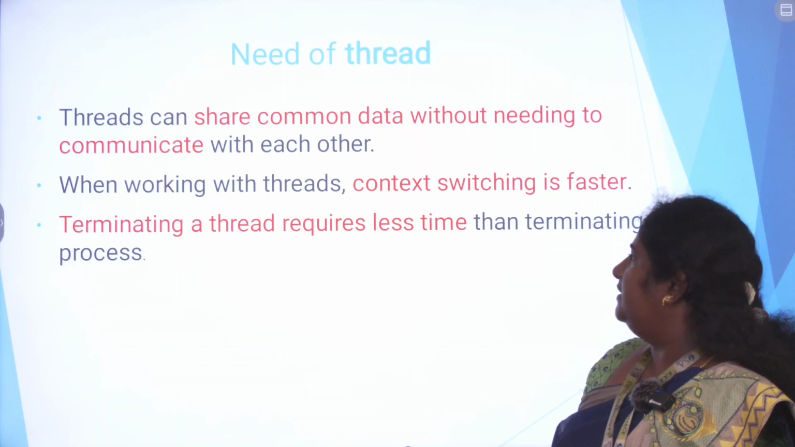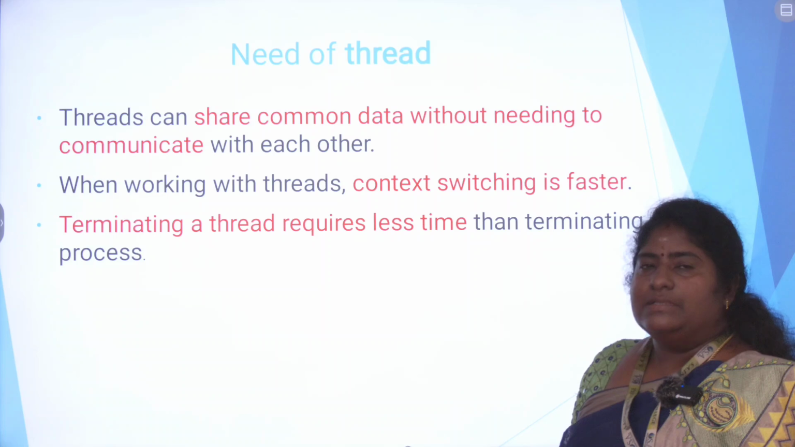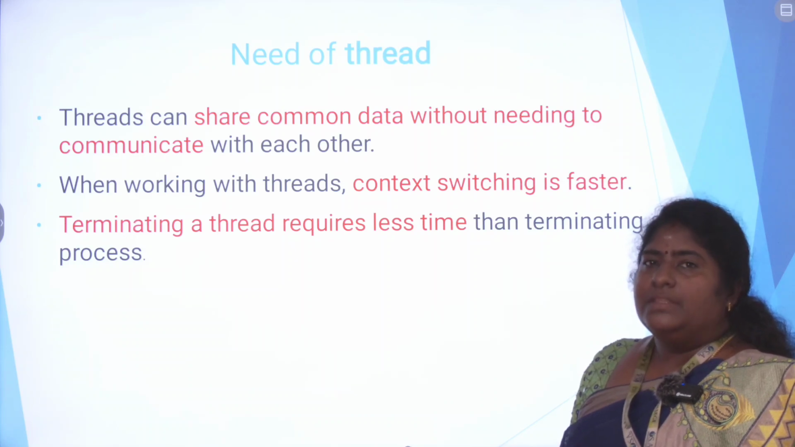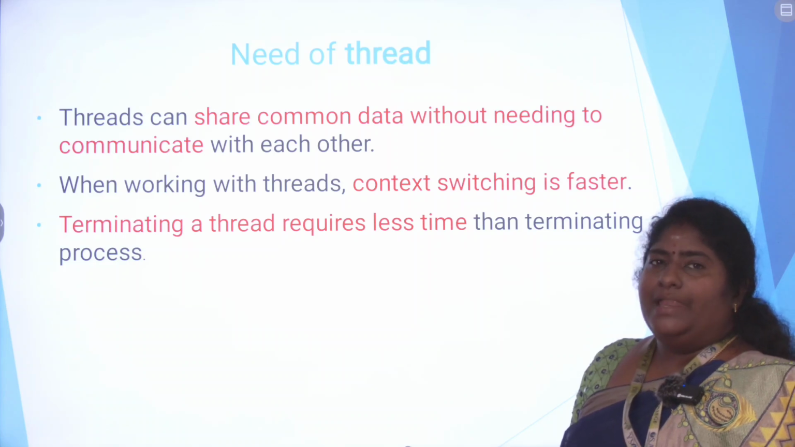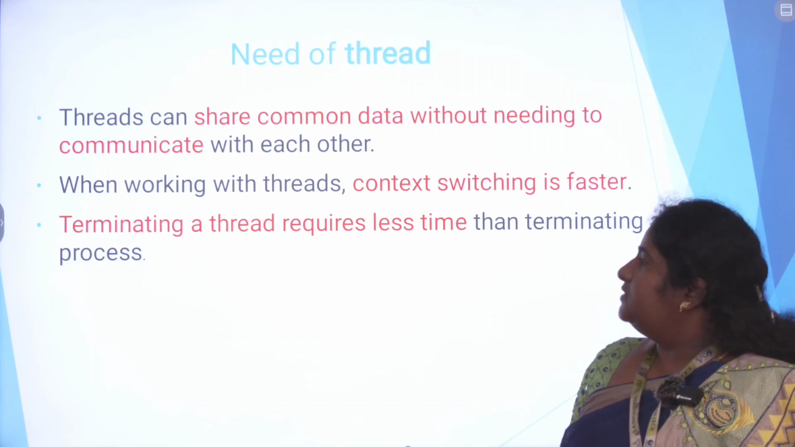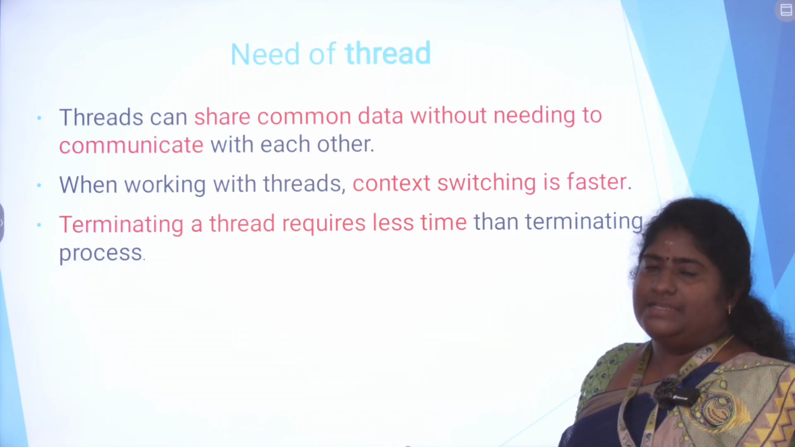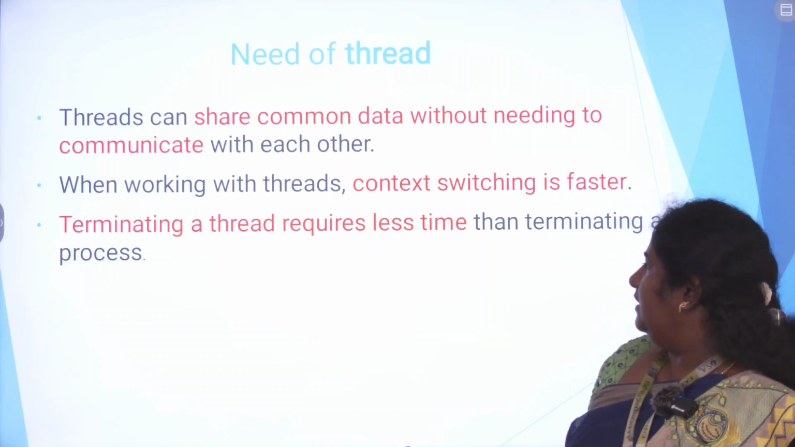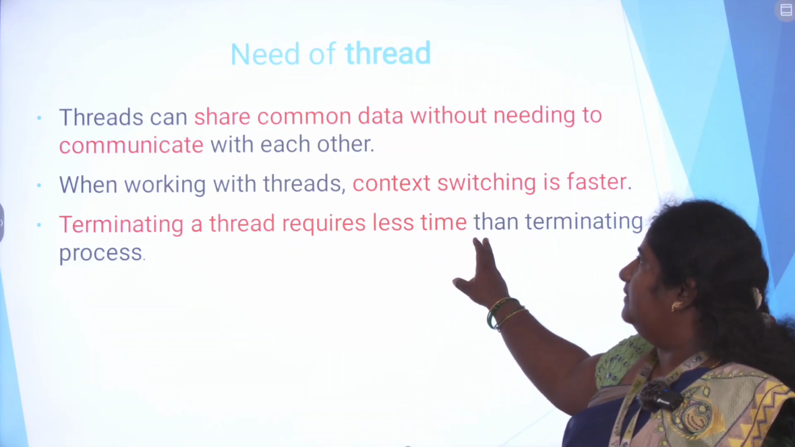When working with threads, the context switching is faster. What does context switching mean? Whenever we are working with any particular thread and another higher priority thread comes into execution, the current execution of the thread will be stored in an intermediate program counter, and the new thread will be given the CPU for its execution since it has the higher priority. So moving from one thread to another thread is called context switching. Terminating a thread requires very little time. Before terminating the process, we have to terminate the thread.